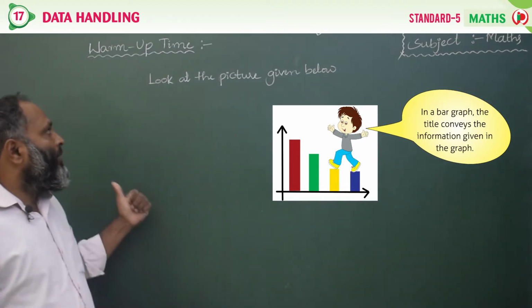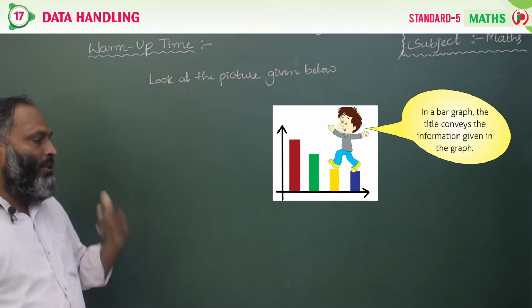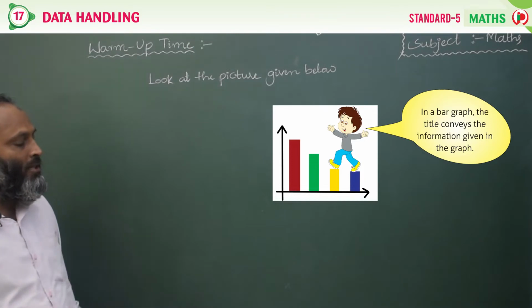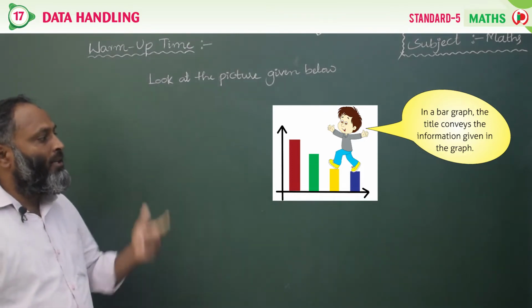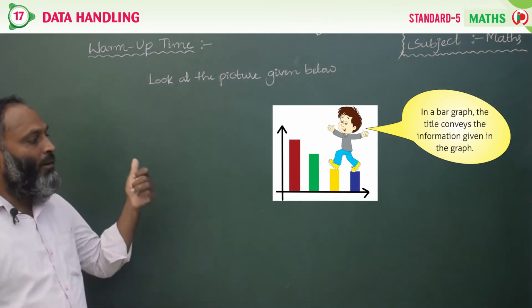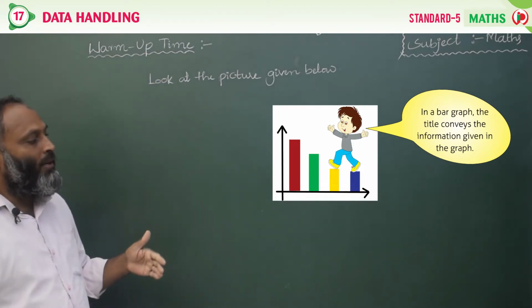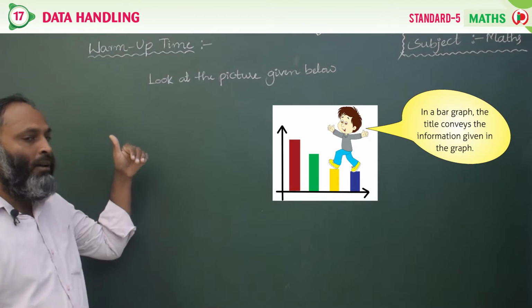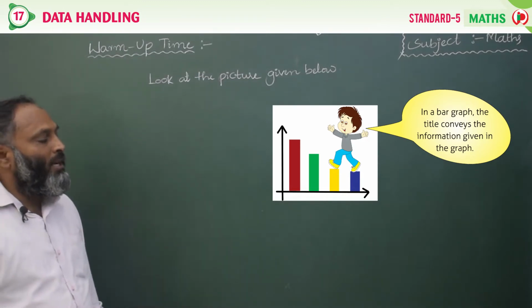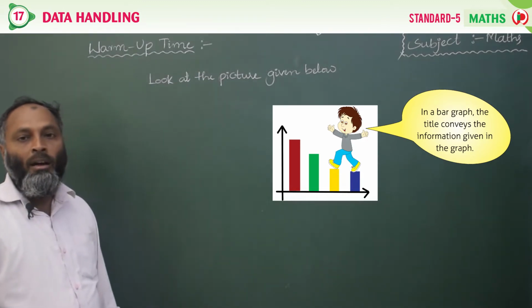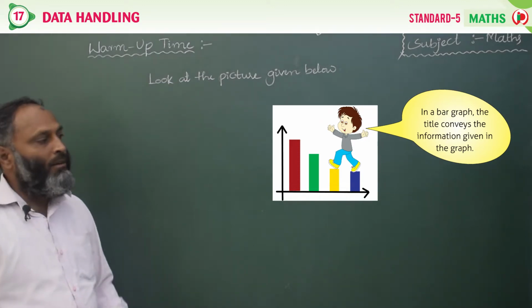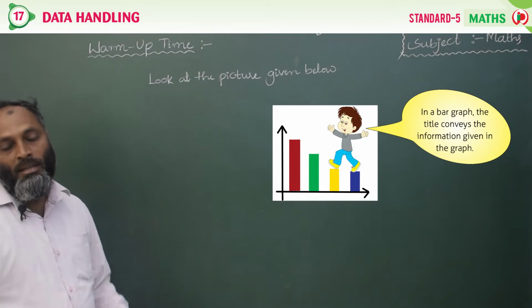See here students, in the warm up time, look at the picture given below. One picture is given, so see that picture. What is there? One boy is climbing on bars. Some bars are given: a small bar, a little bit bigger bar, a little bit bigger bar and a little bit bigger bar. So 4 bars are given on a graph. How many bars are given? 4 bars are given.